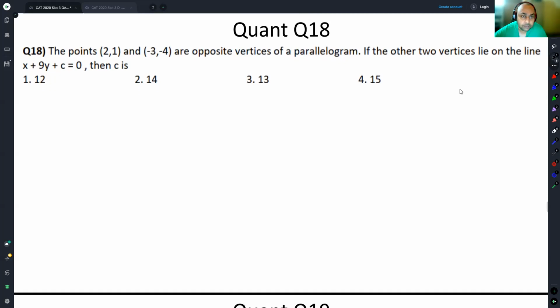The points (2, 1) and (-3, -4) are opposite vertices of a parallelogram. If the other 2 vertices lie on the line x plus 9y plus c is equal to 0, then c is.